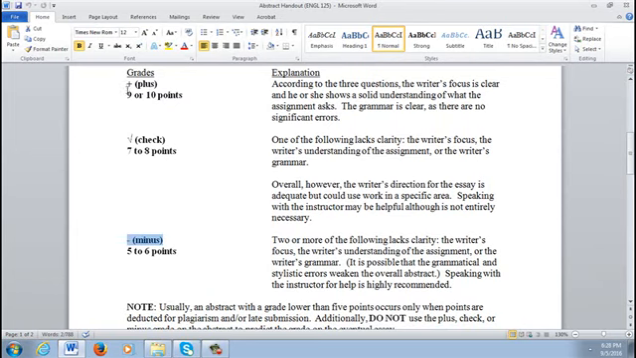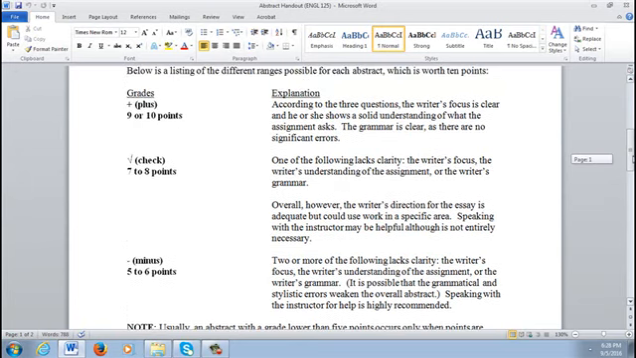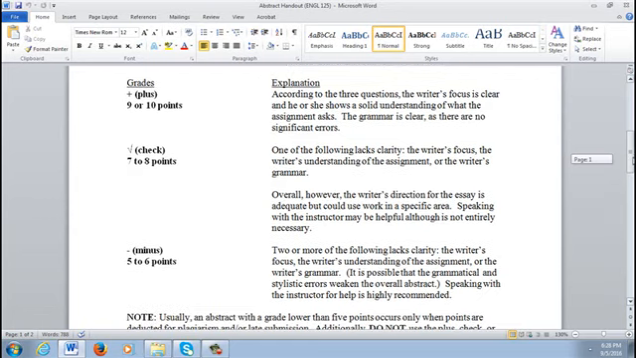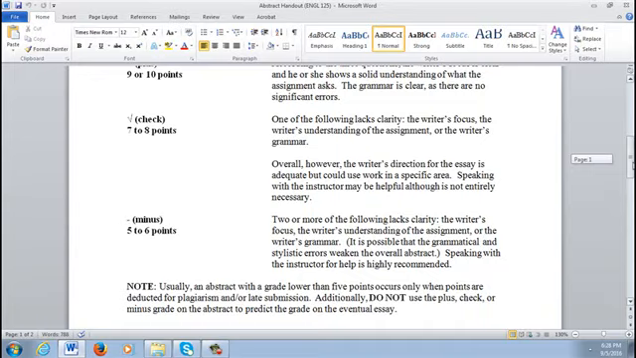I've had students who've earned a plus on the abstract, and yet they end up earning a C or maybe even lower on the eventual essay. So again, I don't want anyone to get discouraged or become overly confident about whatever grade they earn with the abstract. All it's about is, again, just determining where you are at that point in the writing process.